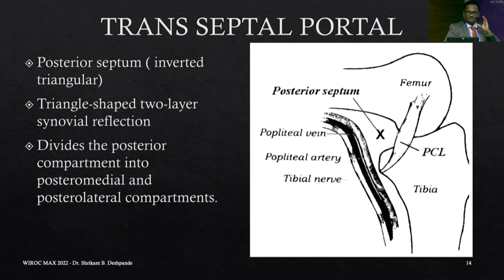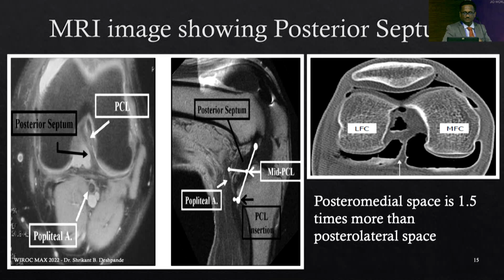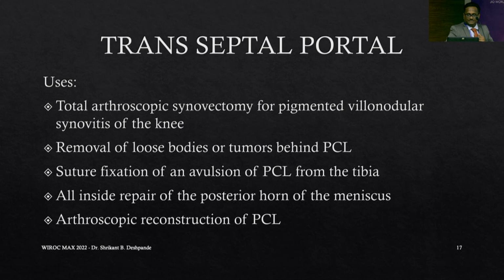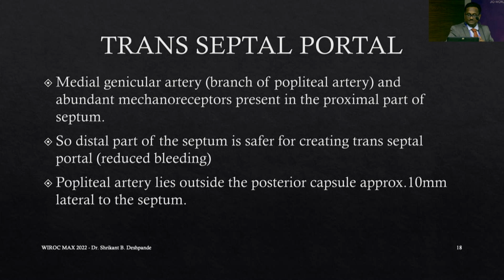The posterior septum is an inverted triangular septum, and it consists of two layers of synovial reflection. It divides the posterior compartment into posteromedial and posterolateral compartments. Here you can see the septum in the MRI, and you can note that on the medial side the space is more, 1.5 times more than the posterolateral side. The transseptal portal is used in visualization of the posterior superior aspect of the femoral condyles and the posterior portion of the PCL. The transseptal portal is used for total arthroscopic synovectomy, removal of loose body, suture fixation of the PCL, all-inside repair of the meniscus, and PCL reconstruction.